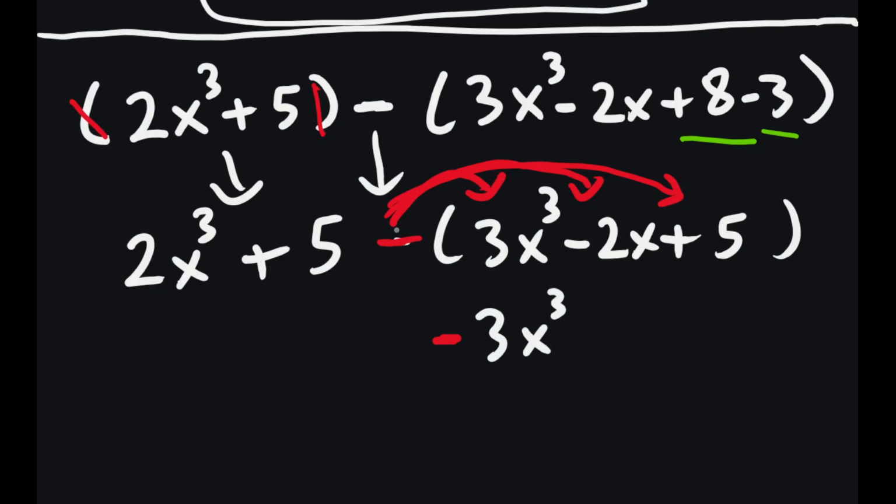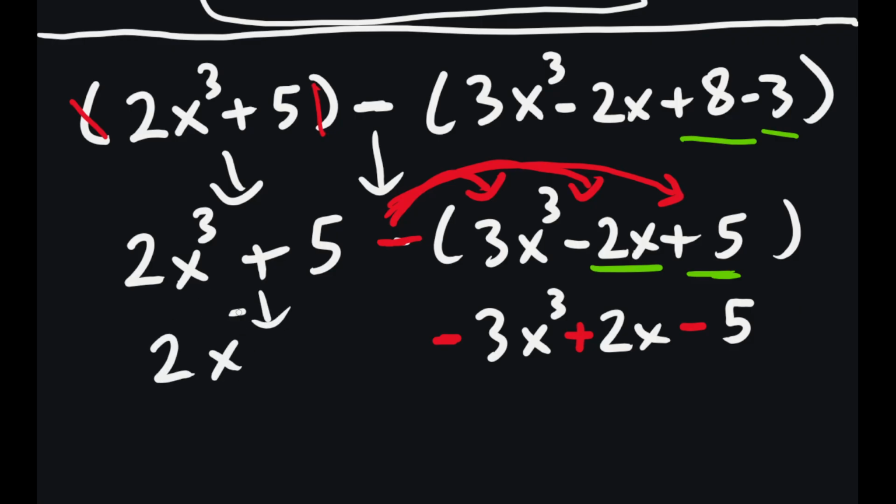And now let's distribute this negative to this negative 2x. So negative, negative, two negatives make a positive. That's positive 2x. And let's distribute a negative to this positive 5. So a negative to a positive 5, that becomes a negative 5. And now we can drop the parentheses. Parentheses are now gone. And let's bring down everything else. 2x to the third plus 5.